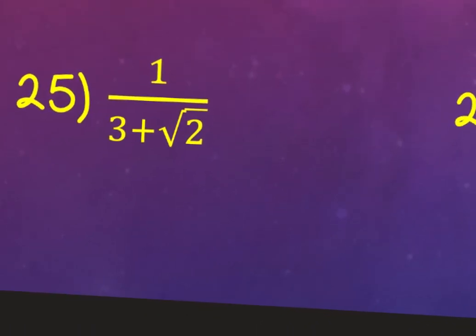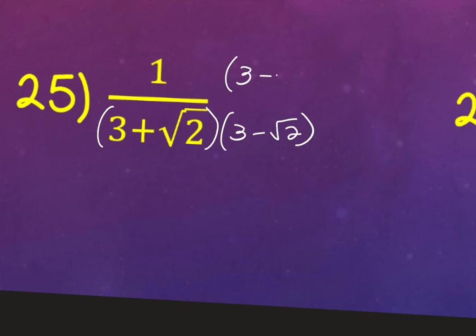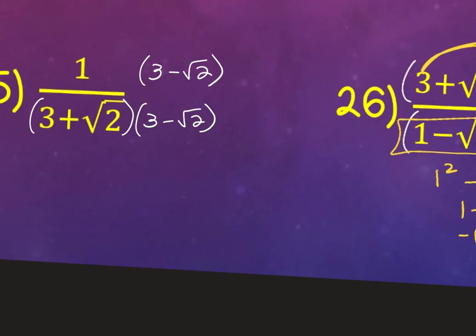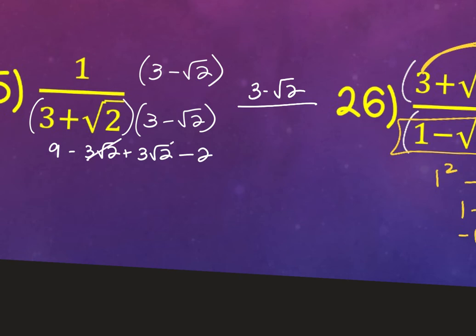25. Now I've got a sum in the bottom, so we're going to multiply by the opposite, 3 minus square root 2. So my numerator, 1 times 3 minus root 2 is just 3 minus root 2. The denominator, I could FOIL out. I'd get 9 minus 3 root 2 plus 3 root 2 minus 2. These would cancel, and I'd get 7.